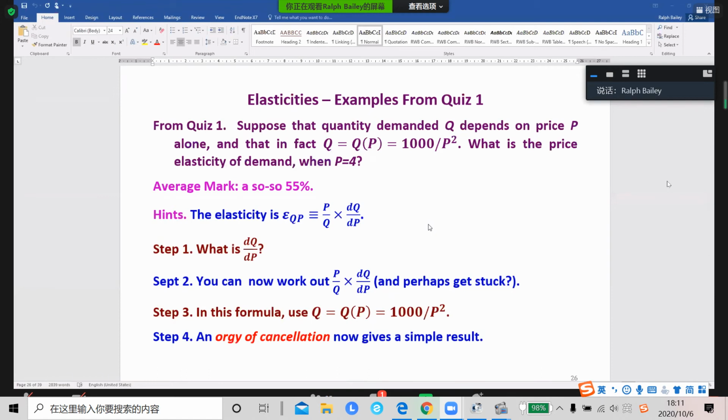So on the screen, there are some hints about how you might do that. I'm going to leave that to you, but right at the end, if you substitute in your value for Q up here, you will get an orgy of cancellation and a nice simple result.